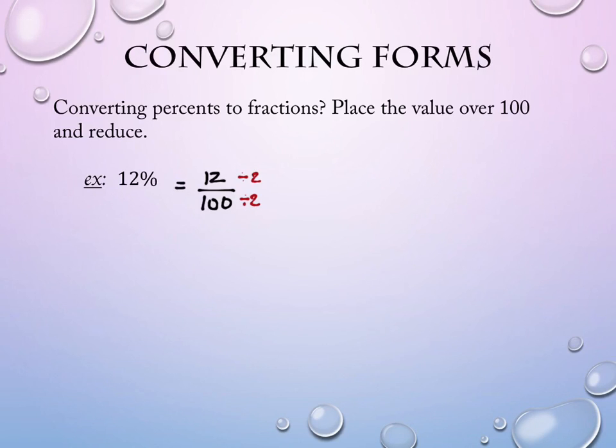What's 12 divided by 2? 6. And 100 divided by 2? 50. Are 6 and 50 able to be reduced by anything? Yeah, 2 again. And if you had noticed it at first and saw that it was 4, you could have used it before, but not a problem. 6 divided by 2 is 3, and 50 divided by 2 is 25.